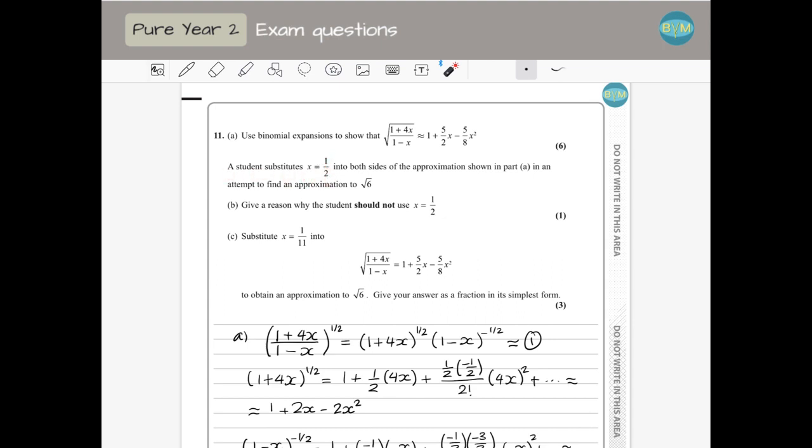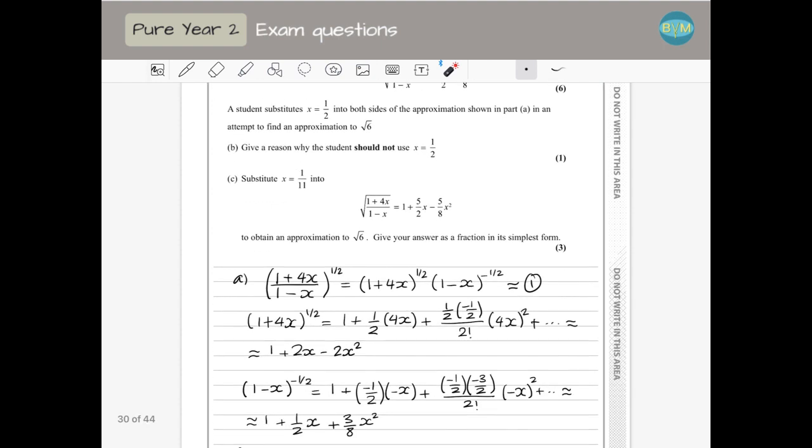a student substitutes x equals 1/2 into both sides of the approximation shown in part A in an attempt to find an approximation to √6. Give a reason why the student should not use x equals 1/2. So remember when we do an approximation when n is a real number and not a natural number, this approximation is valid only in a set of numbers.